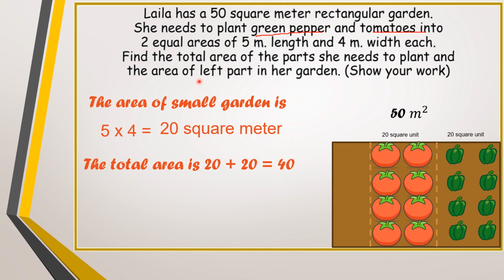Now I want to find the area of the left part. The area of the left part is 50 minus 40 equals 10 meters square. I will take away the area of the part that we planted from the total area to find the left area. So the left area is 10 square units.